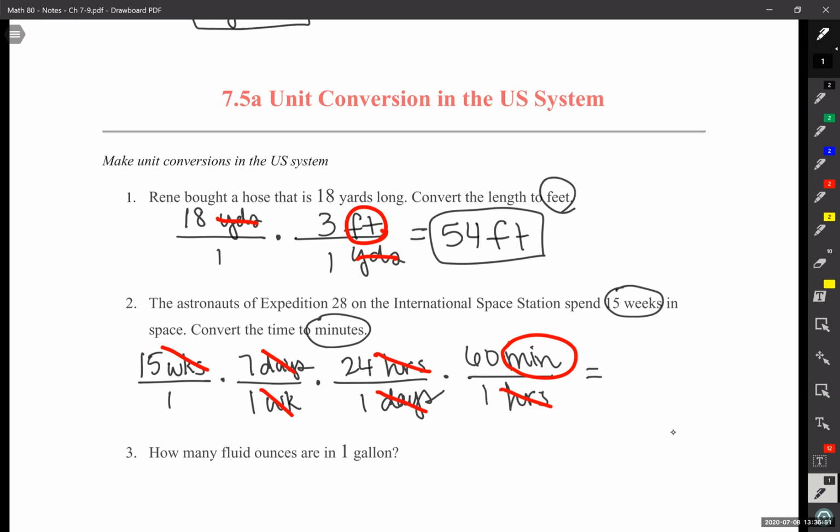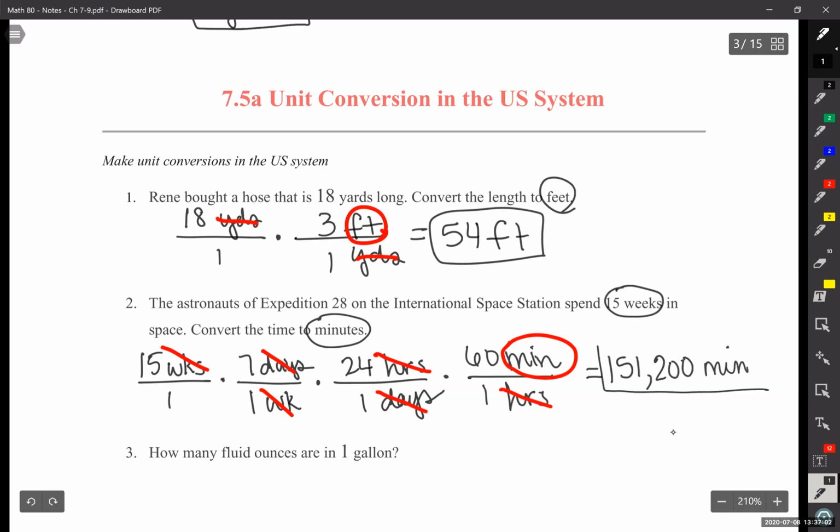And if you're following along, you see that it's a quite large number, 151,200 minutes. So that's how many minutes are in 15 weeks. So you just set up your fractions so that you can cancel out the units you don't want, and you just keep going until you get to the units you do want.